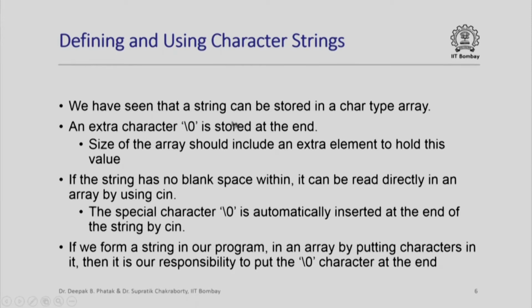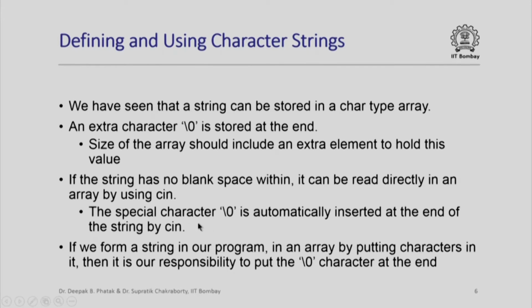We have seen already that a string can be stored in a char type array. We note that an extra character \0, which is actually an absolute zero value, is stored at the end of such a string. Obviously, the size of the array which we define to hold a string must contain an additional element to hold this extra value. If the string does not have a blank space within, we can actually read that string directly in an array using our cin statement. The special character \0 is automatically inserted by the compiler at the end of the string read by cin.